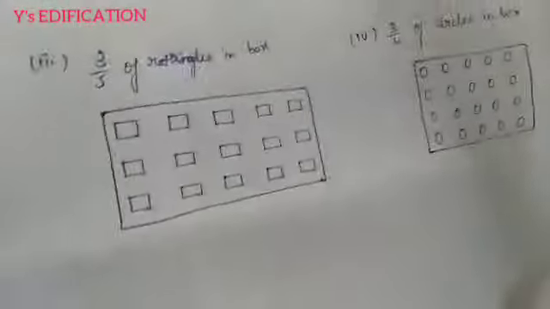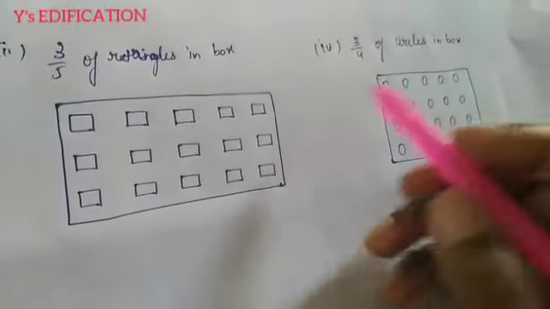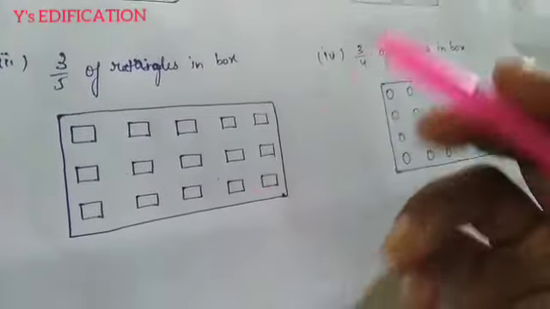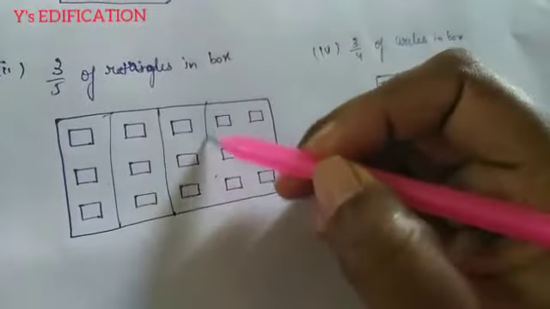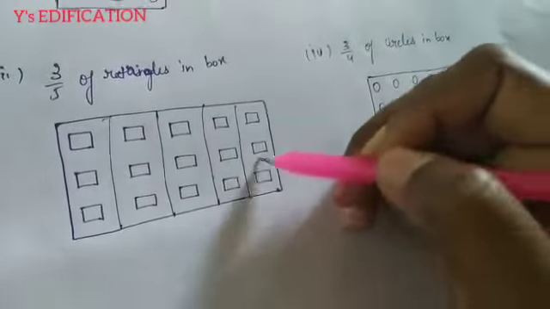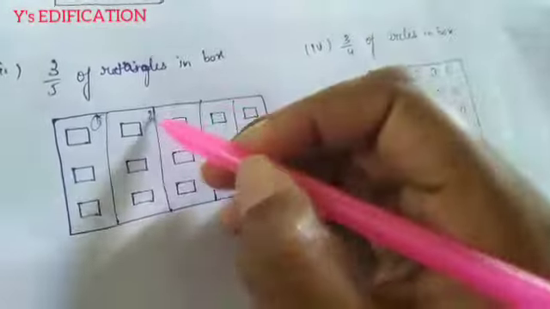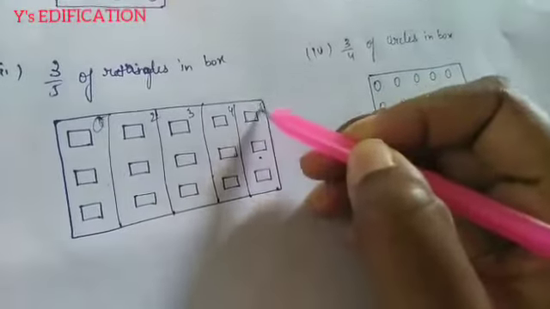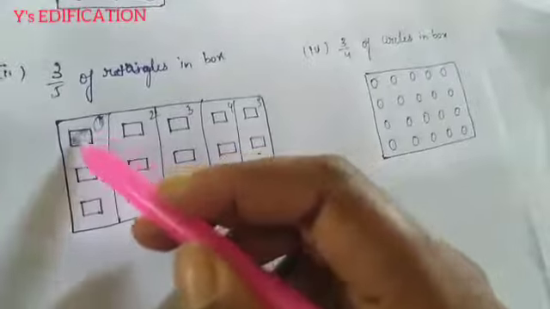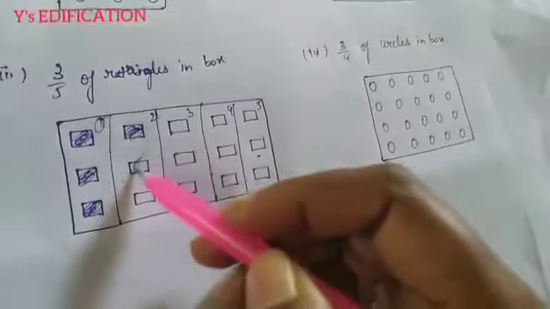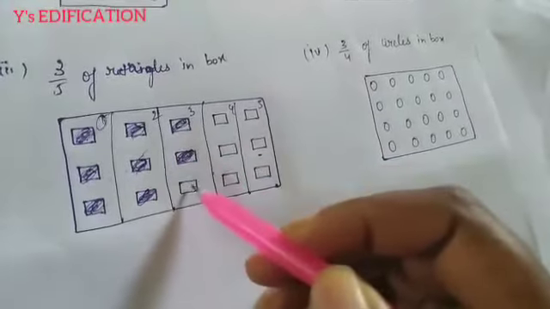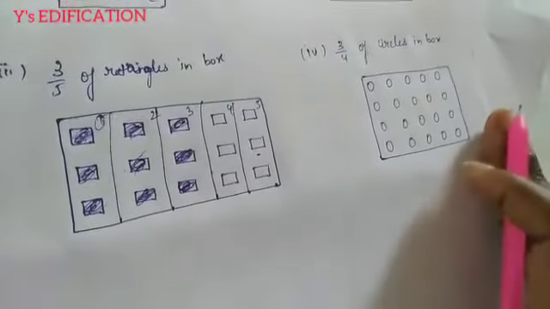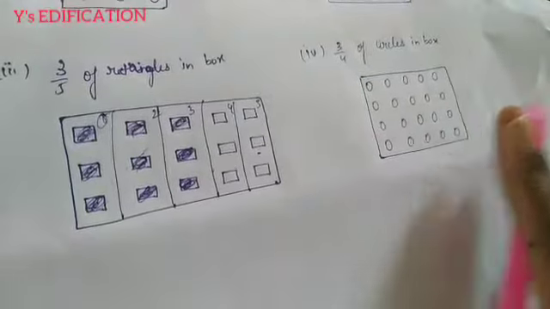Next one. 3 by 5 of rectangles in a box. So I have to divide this into 5 equal parts. So simple. 1, 2, 3, 4 and this is a 5. Okay, 1, 2, 3, 4, 5. We have to shade 3 parts. Okay. First part is shaded. This is the second part. And this is the third part. Okay. 3 parts are shaded. So this is 3 by 5 of rectangles in a box.